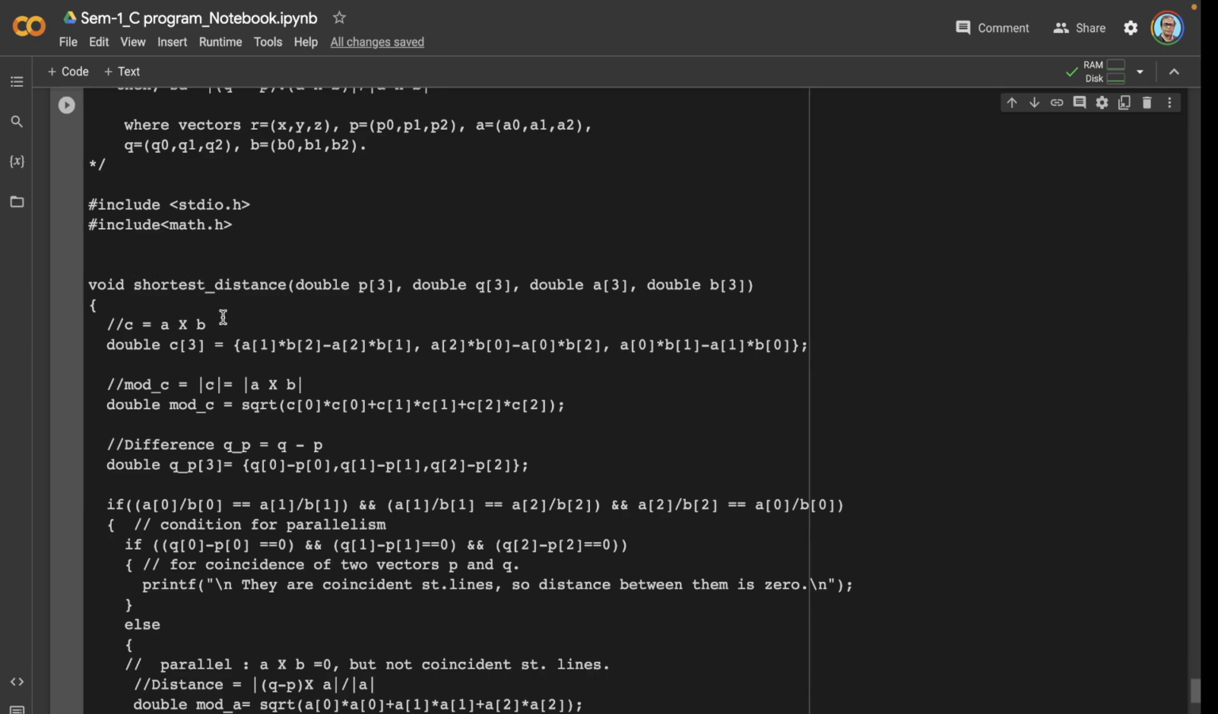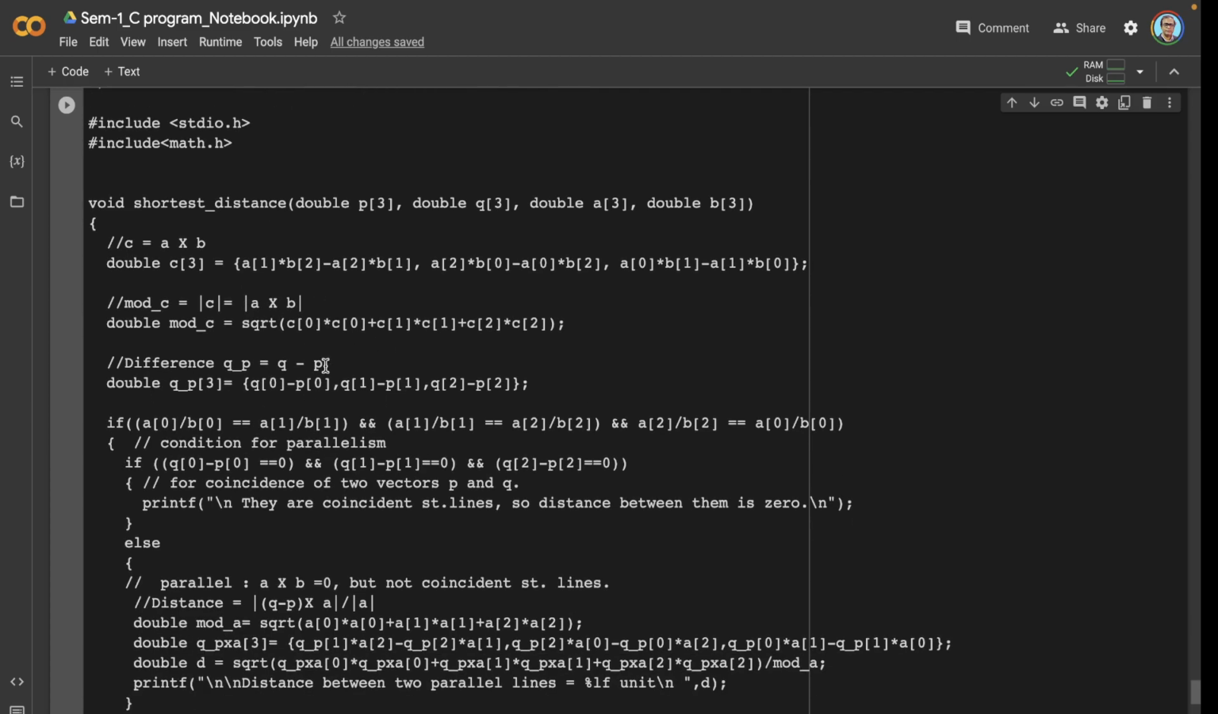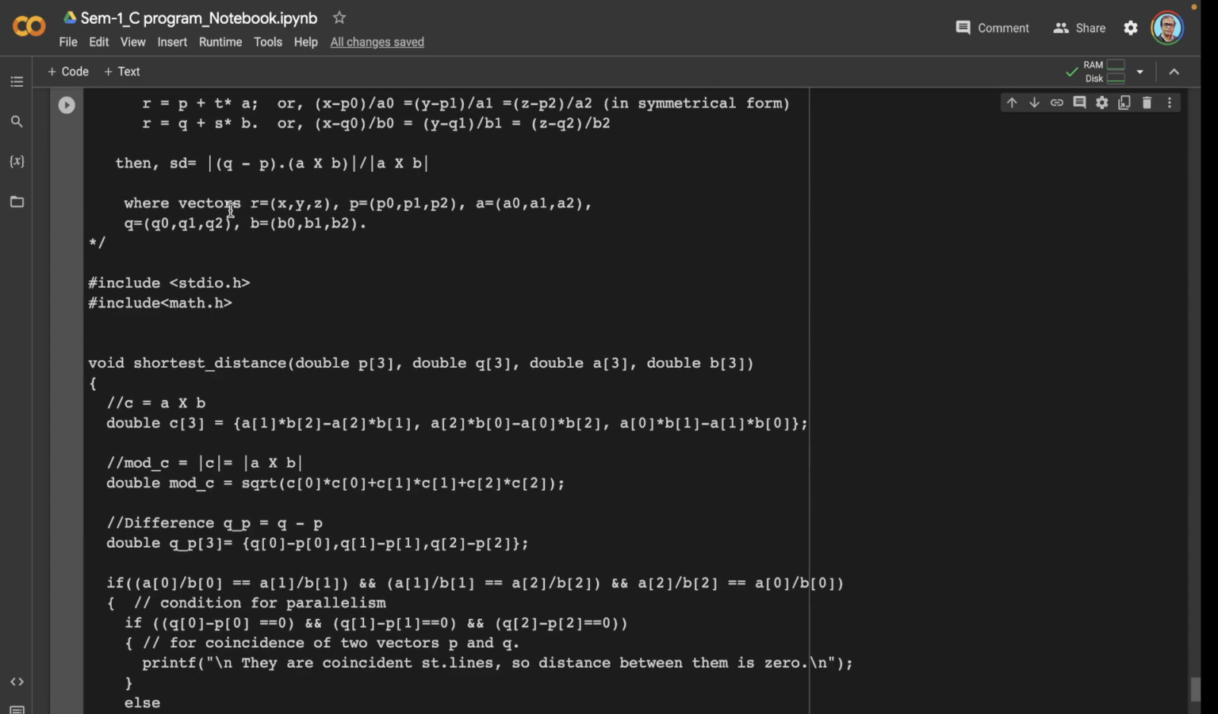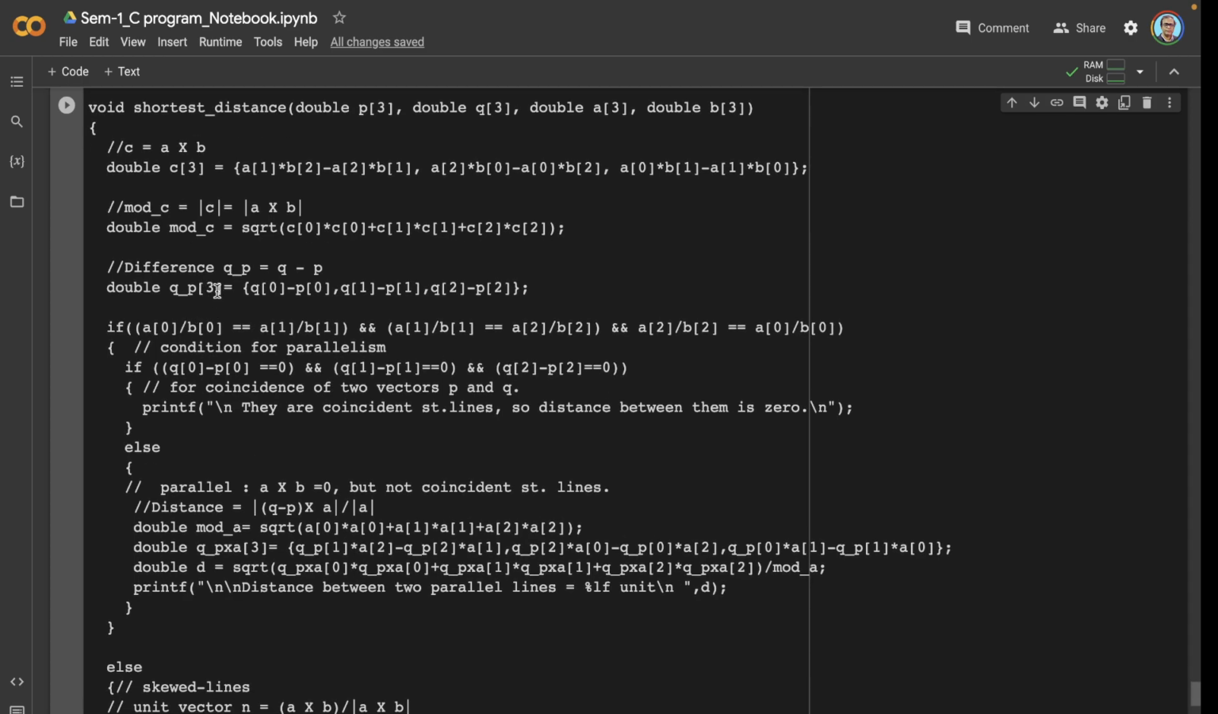First, here is the shortest distance function with doubles p3, q3, a3 and b3. So first we compute the cross product a cross b and its modulus c, that is the modulus of a cross b. And the difference q minus p is this, because we compute this formula: q minus p dot a cross b, divided by mod of a cross b. Q minus p is called q underscore p, a three-dimensional array: q0 minus p0, q1 minus p1, q2 minus p2.